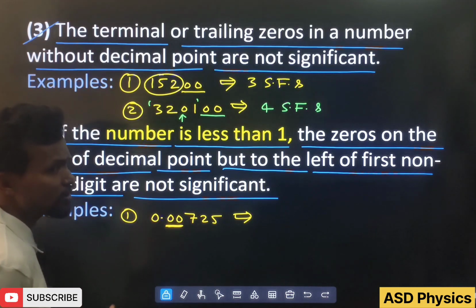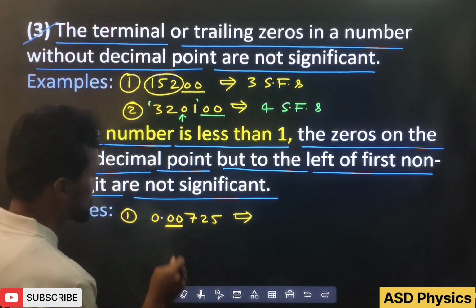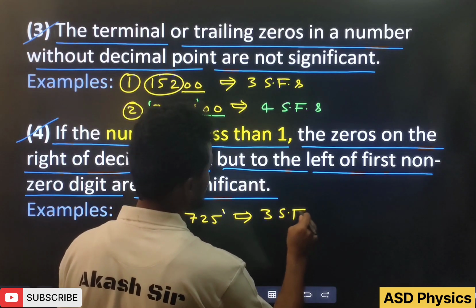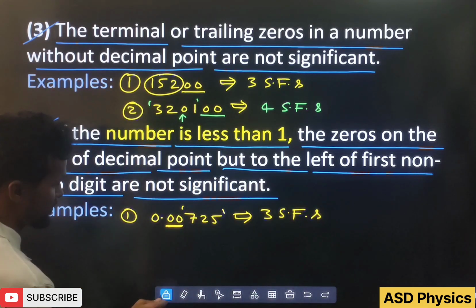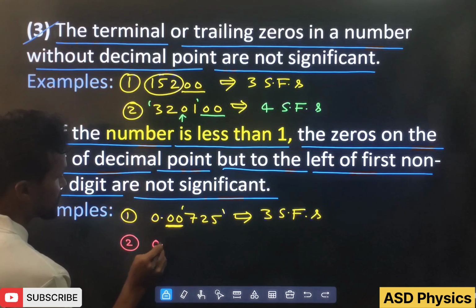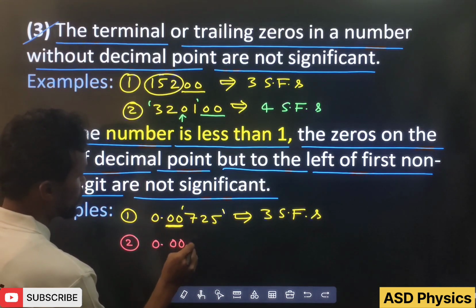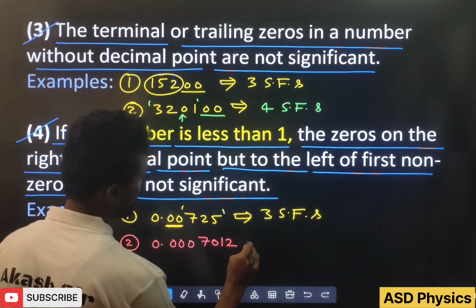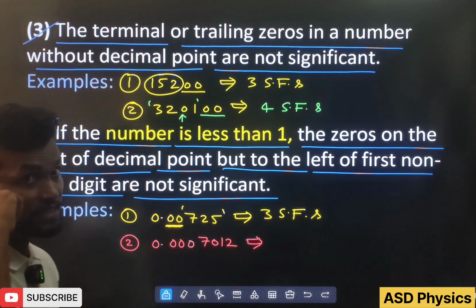So these zeros are insignificant. That means how many significant figures are there? You can see very well here, students, 3 significant figures. And this number is less than 1. After that, let's take for example the second one, again 0 point, let's take here 0.00, I have taken here 7012.